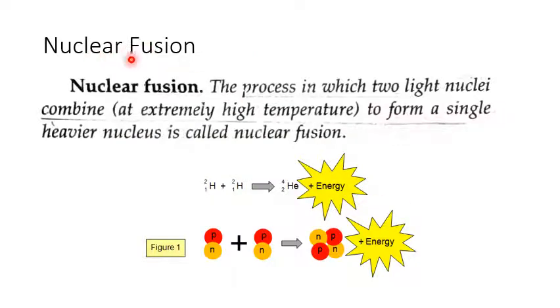So what is nuclear fusion? Nuclear fusion is the process in which two light nuclei combine at extremely high temperature to form a single heavier nucleus. This process is called nuclear fusion. So let's take an example. Suppose you have a deuterium and another deuterium. These two are lighter, unstable nuclei.